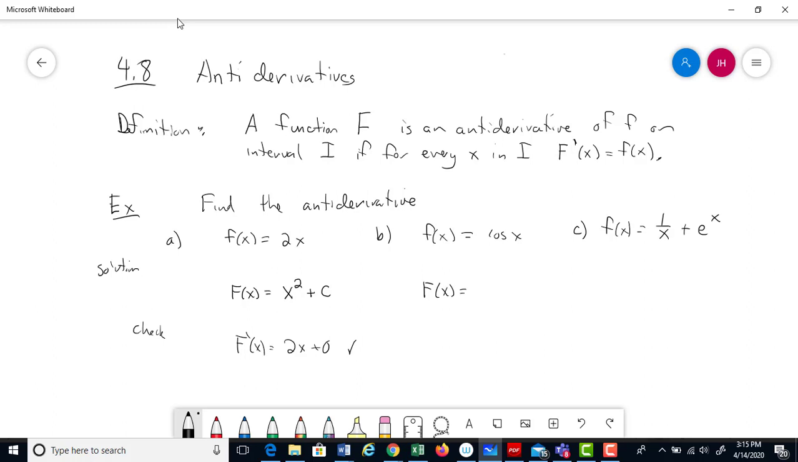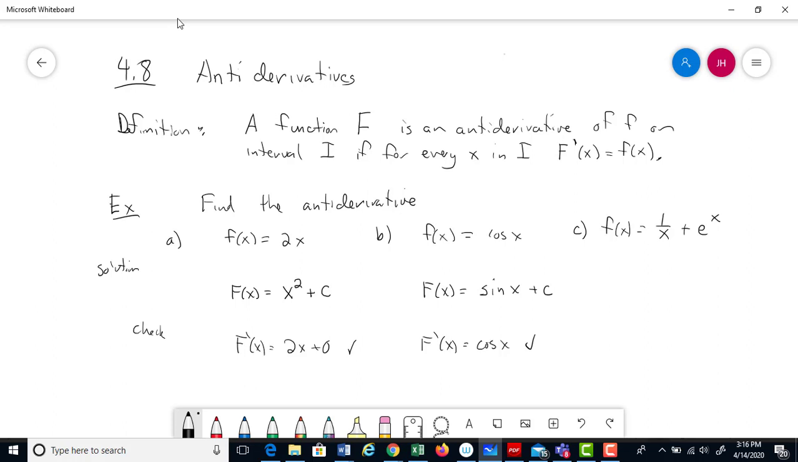All right, for b, capital F of x. What function do I take the derivative of to get cosine? It's the sine of x, plus c, because remember, there's always a constant here because the derivative of a constant is equal to 0. Let's check. What is the derivative of that? Well, the derivative of the sine of x is the cosine of x, and the derivative of c is equal to 0. So that is the antiderivative.